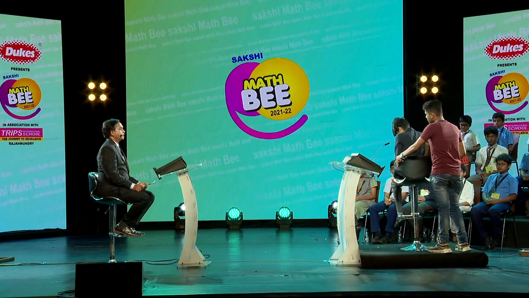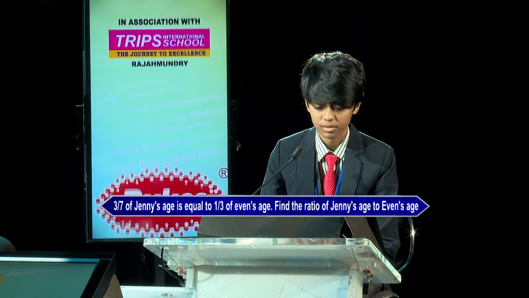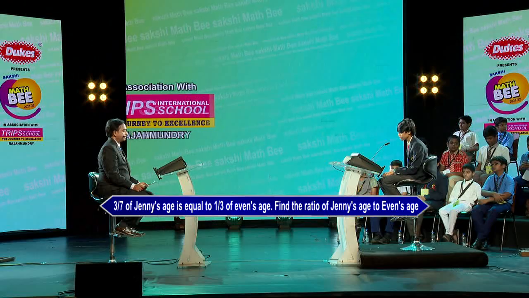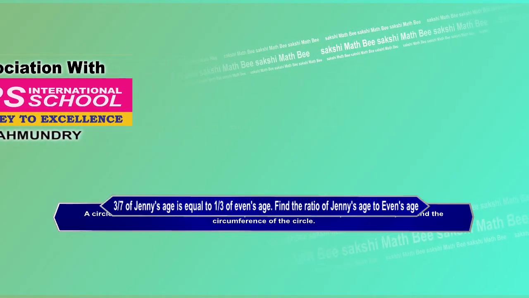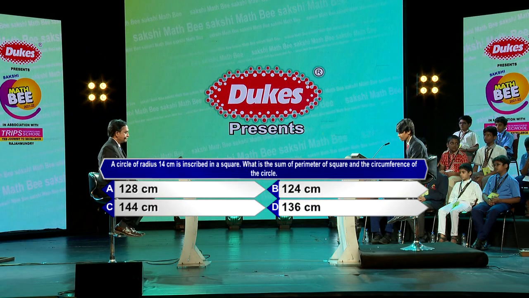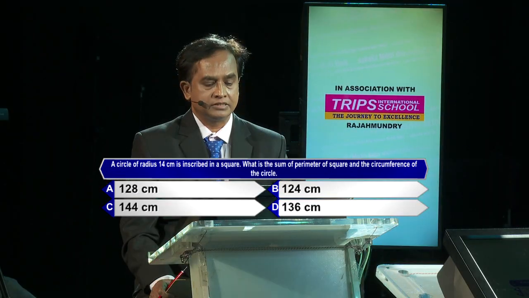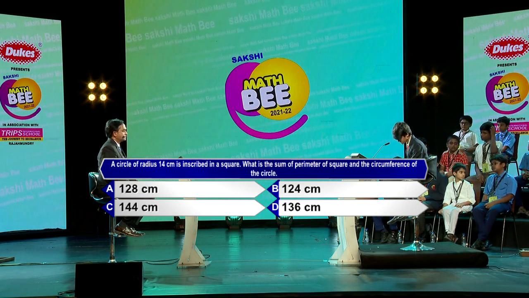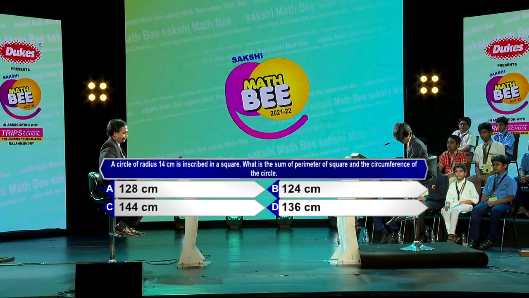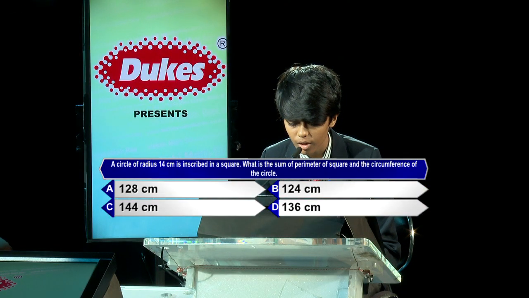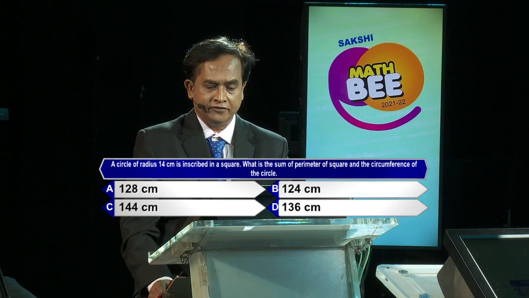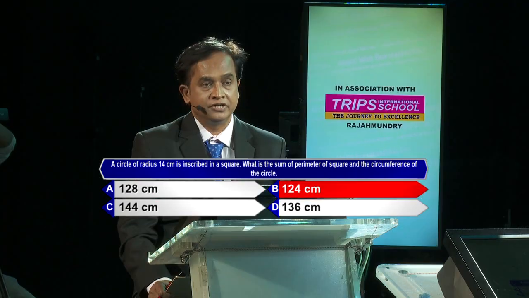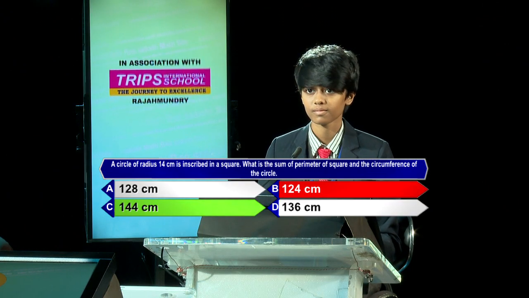Bajavat from TRIPS International School, Rajahmundry. Can we have the next question, please? A circle of radius 14 centimeters is inscribed in a square. What is the sum of the perimeter of the square and the circumference of the circle? Your options are A, 128 centimeters, B, 124 centimeters, C, 144 centimeters, and D, 136 centimeters. Option B, 124. Kindly lock option B, 124. I'm so sorry. Option B, 124 is the wrong answer. Option C, 144 centimeters is the correct answer. Really tight. Well done, children.